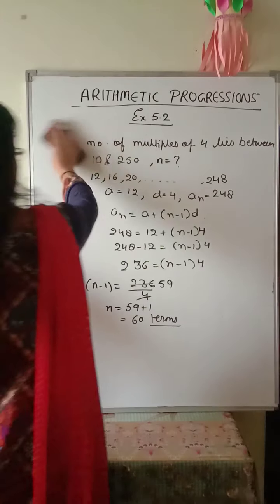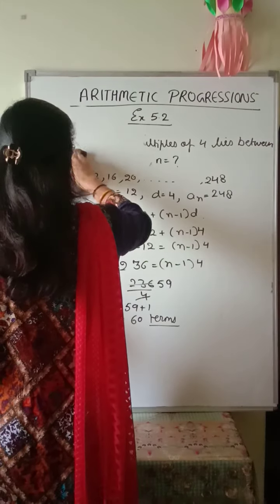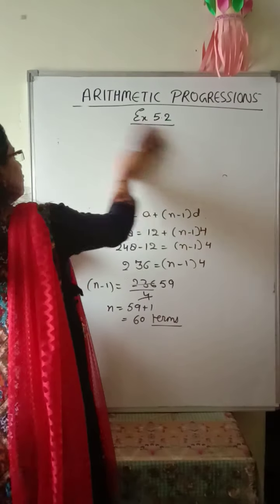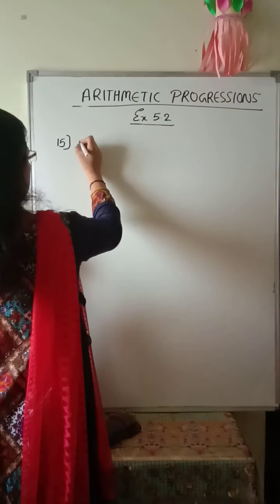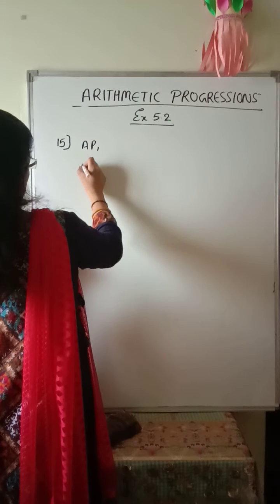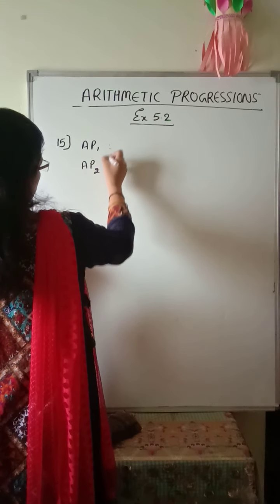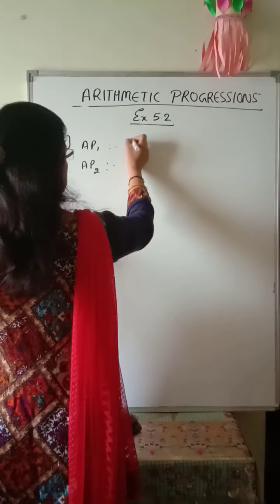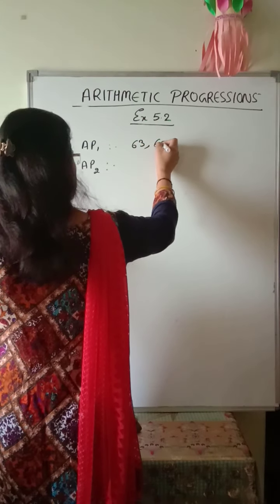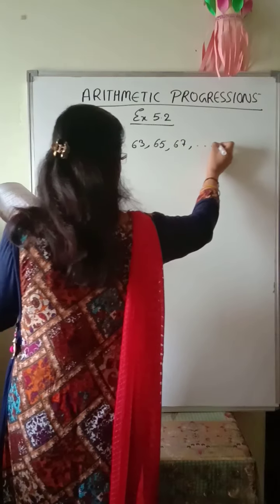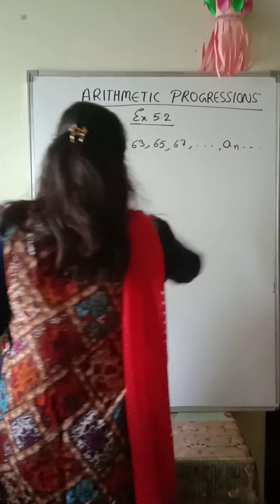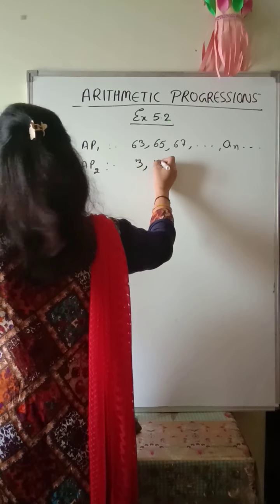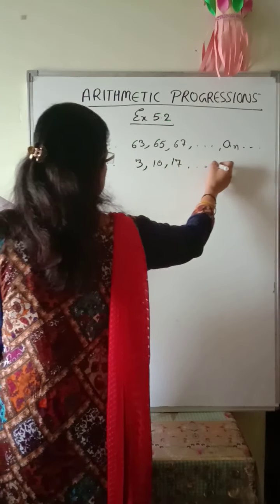Again I have repeated. So now we will start from question number 15. Okay, and two APs are given to you. The first AP and the second AP are given to you. Okay, so what is the first AP? First AP is 63, 65, 67 and so on up to the nth term. Okay, same way we got 3, 10, 17 up to the nth term.